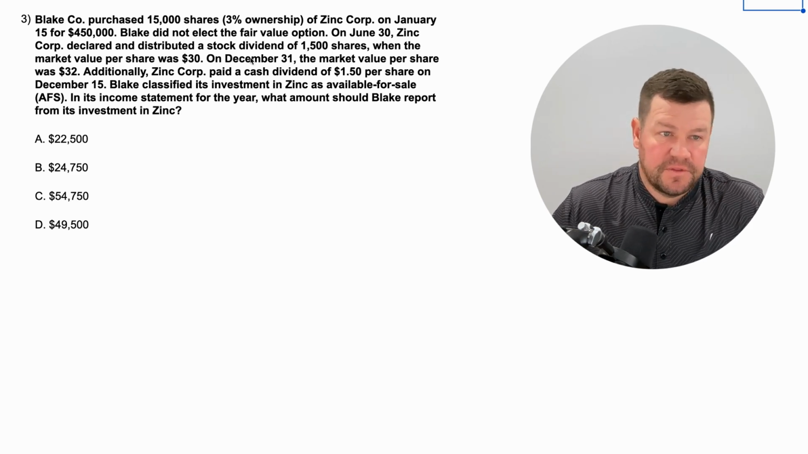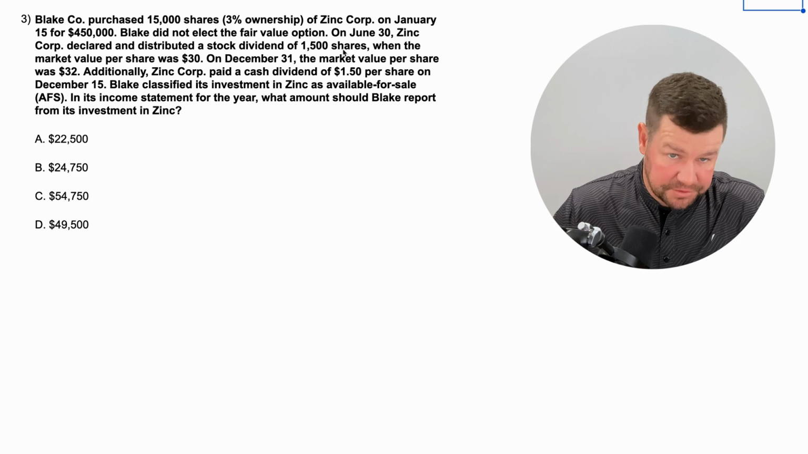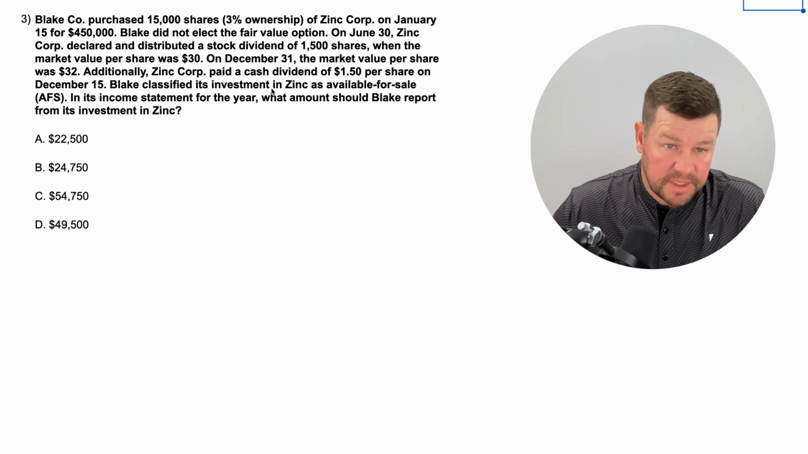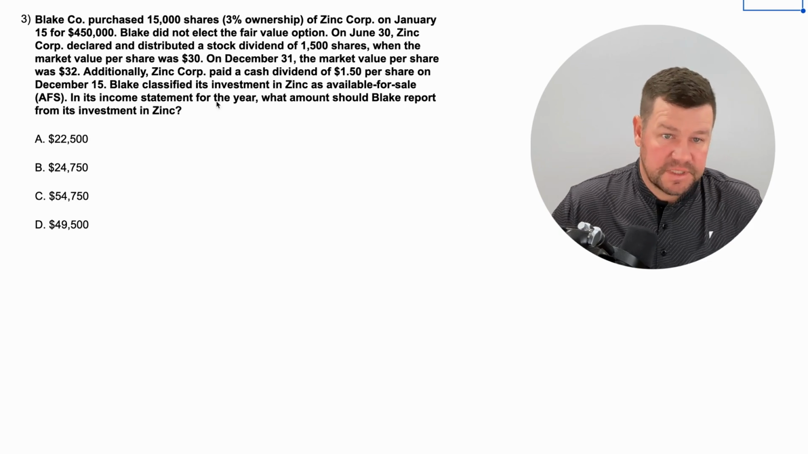On June 30th, Zinc declared and distributed a stock dividend of 1,500 shares when the market value per share was $30. On December 31st, the market value per share was $32. Additionally, Zinc paid a cash dividend of $1.50 per share on December 15th. Blake classified its investment in Zinc as available for sale. In its income statement for the year, what amount should Blake report from its investment in Zinc?